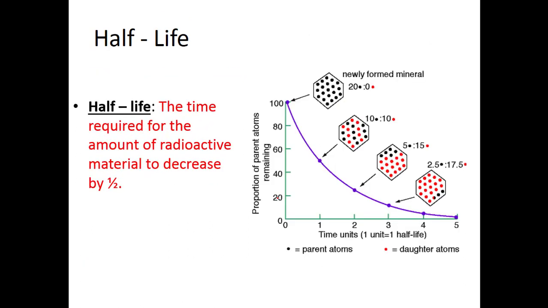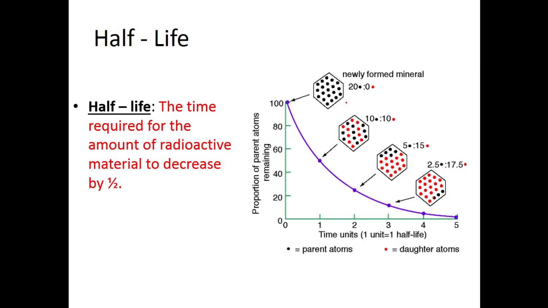Looking at a half-life, again, you're looking at the time required for the amount of radioactive material to decrease by half. So looking at this graph here, if I started with a ratio of 20 to 0, after one half-life, I am now at 10 to 10. Taking half of my parent atoms, I cut them in half, giving me 5. And again, I cut them in half to give me 2.5, and so on and so forth. Again, creating that asymptotic relationship with 0, but never actually crossing that threshold.